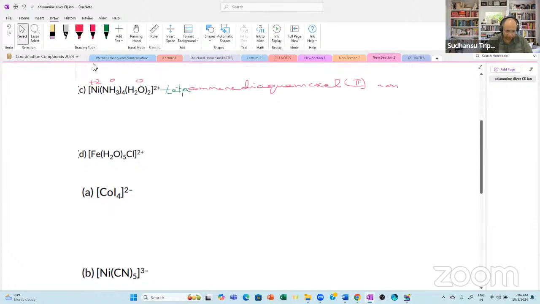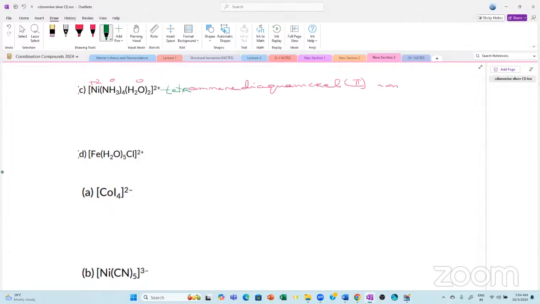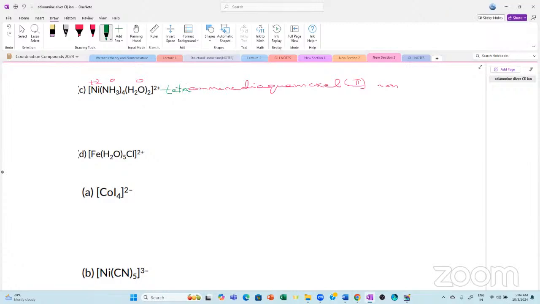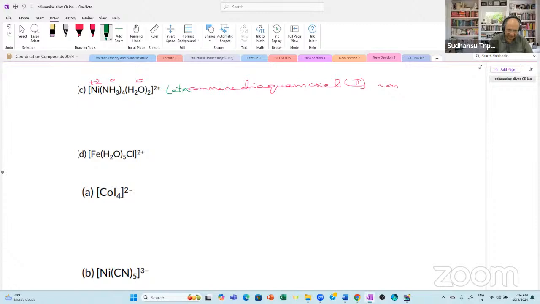And what about this? Pentaaqua chloride iron 3 ion. Because this is minus 1, this is x. X minus 1 is equal to plus 2, so x is equal to plus 3. So this is a cationic complex. So pentaaqua, chlorido or chloro, then iron. Since it is a cation, it is iron 3 ion. What about this?